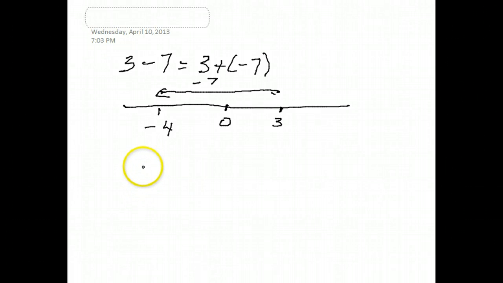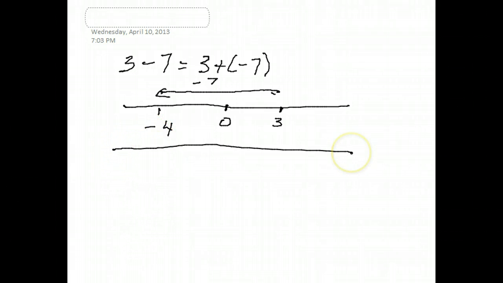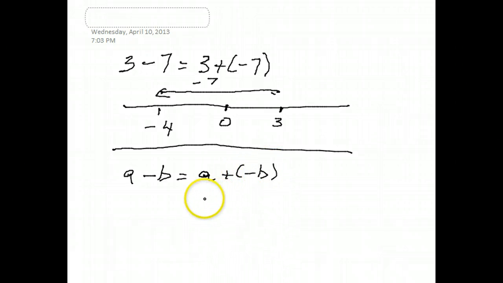Okay? So remember the general principle here is that when you have subtraction, subtracting a positive number is the same as adding a negative number. So a minus b is equal to a plus negative b. Okay, and that's exactly what I had on top.